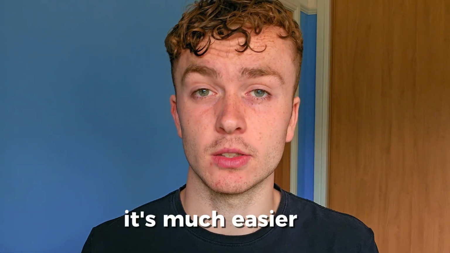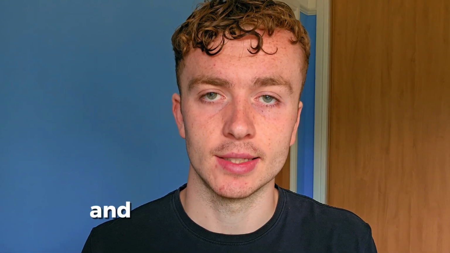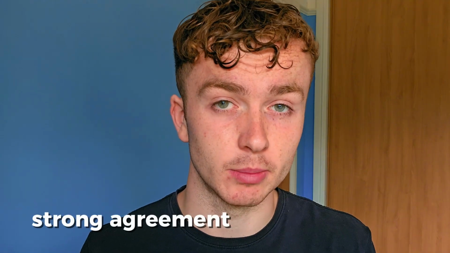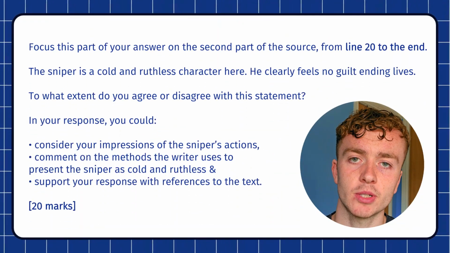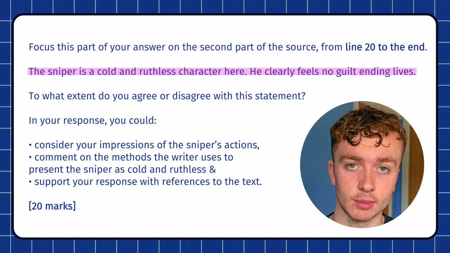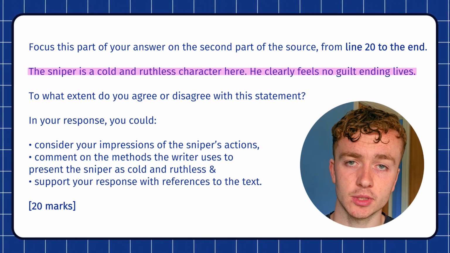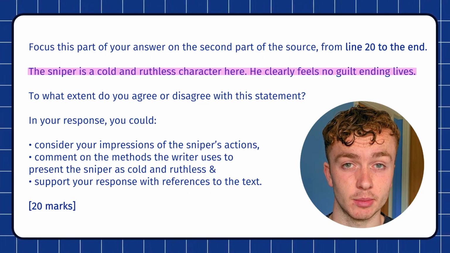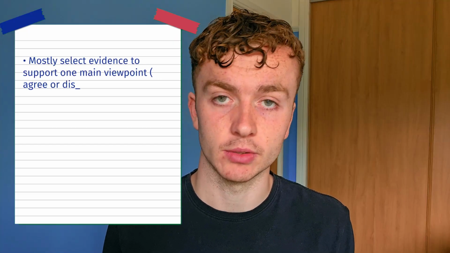Now, although you can argue whatever you want, it's much easier to strongly agree or disagree with the statement and select evidence that would support strong agreement or disagreement. This is because the statement is usually worded in a way that encourages agreement or disagreement. So, for example, in the sample question we've been given, the statement is just really easy to agree with. I don't know about you, mate, but I certainly wouldn't want to be in the scope of that sniper. So to make your life easy, you should mostly select evidence to support one main viewpoint, agree or disagree.